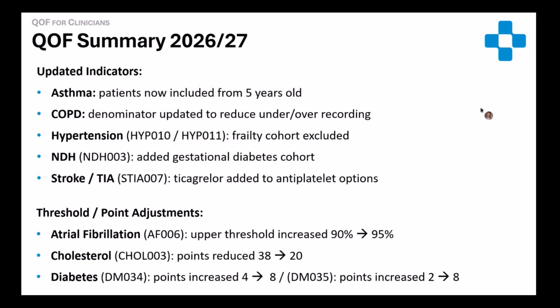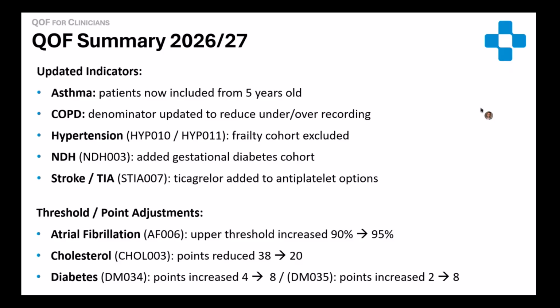So that's enough about the new indicators. There have been some updates as well. So the updates to the existing indicators will include for asthma, so you'll see that the age range has changed with patients now included from 5 years. For COPD, there has been a denominator change, or there's an update to how the denominator is calculated. So this is intended to improve the accuracy of patients included. So you may notice some changes to your COPD register or achievement as a result of that.